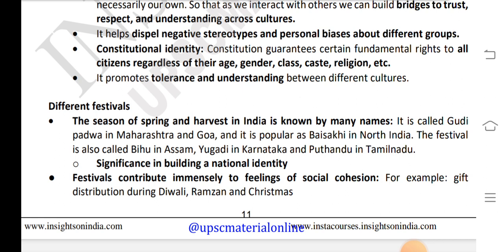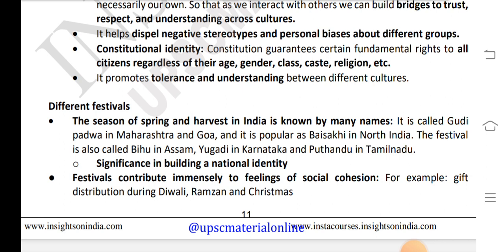The Constitution guarantees certain fundamental rights to all citizens, regardless of their age, gender, class, caste and religion, etc. It promotes tolerance and understanding between the different cultures.